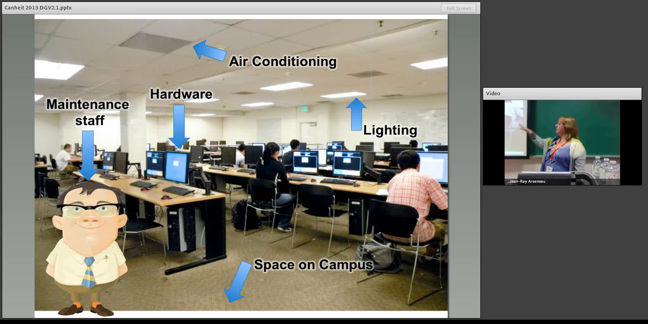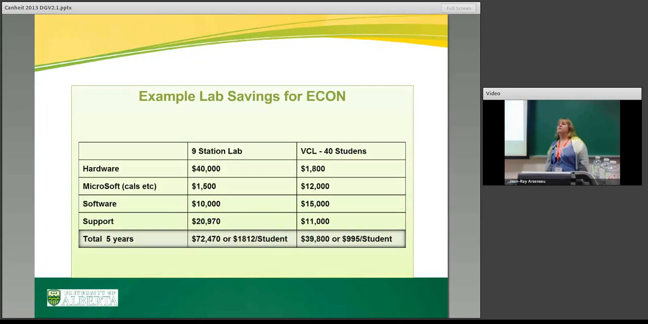We don't have to have rows and rows of desks. We don't need lighting. All these things are being saved. So those are some of the things that we think are some of the value of it. So we put together an example of actually the savings that you could get by just running this one lab.